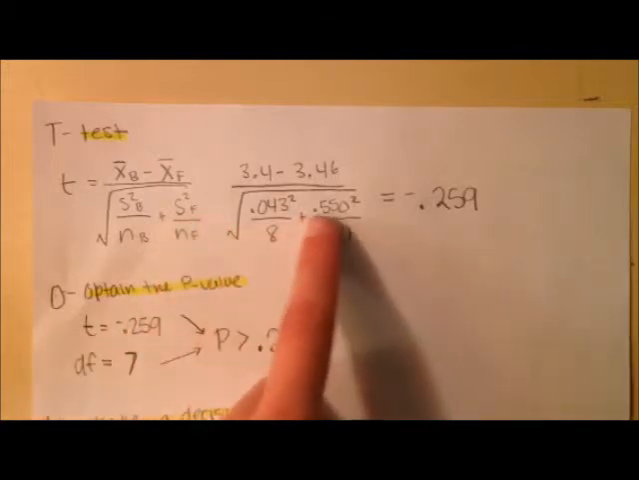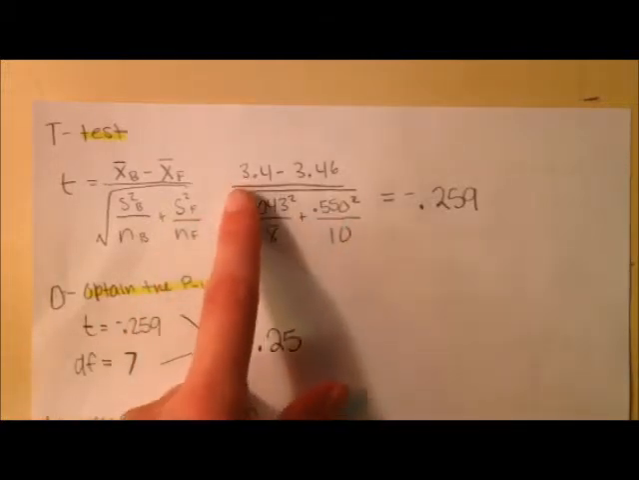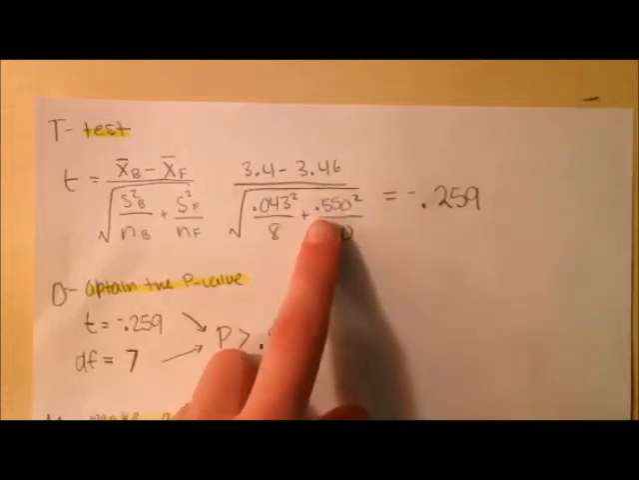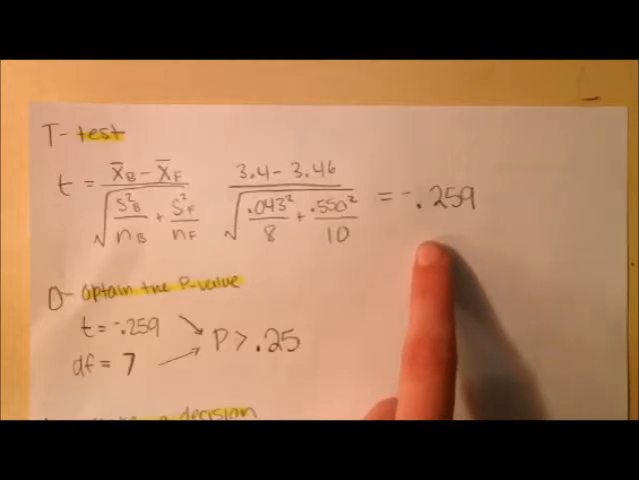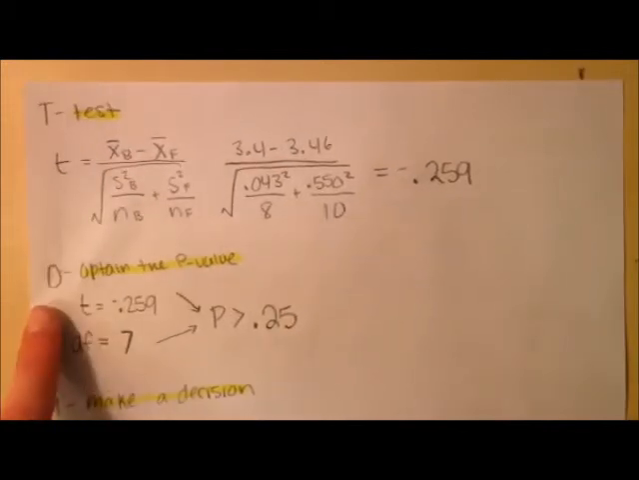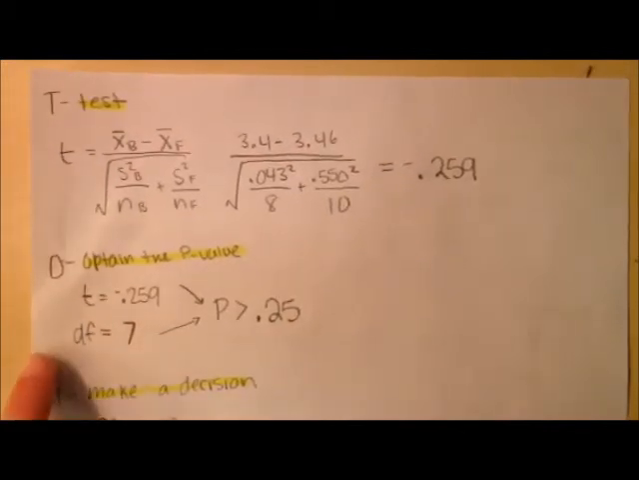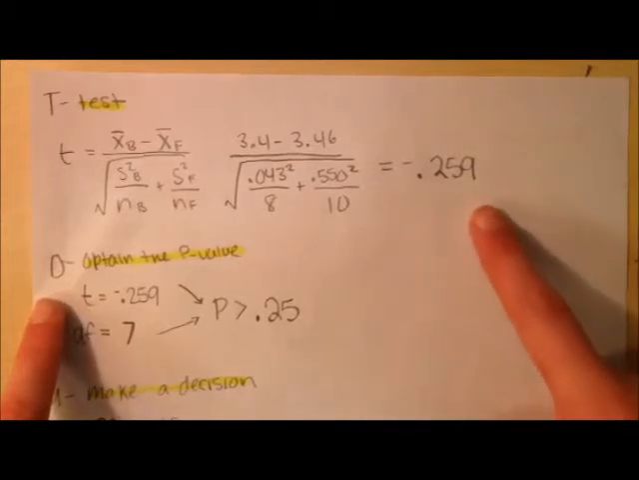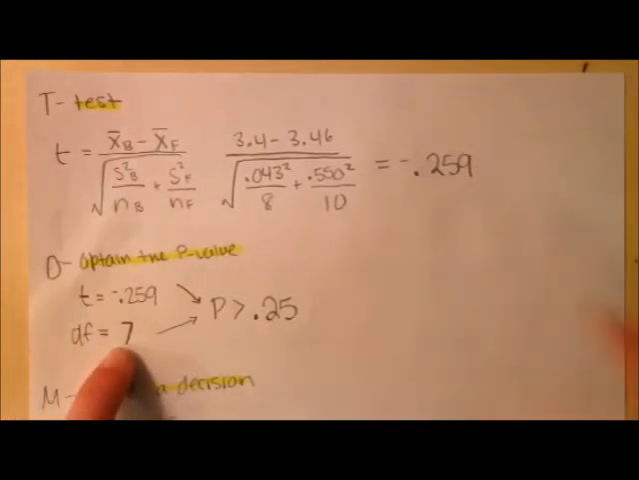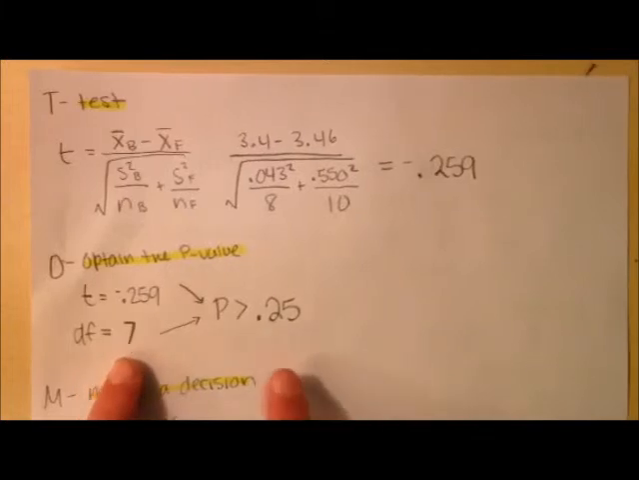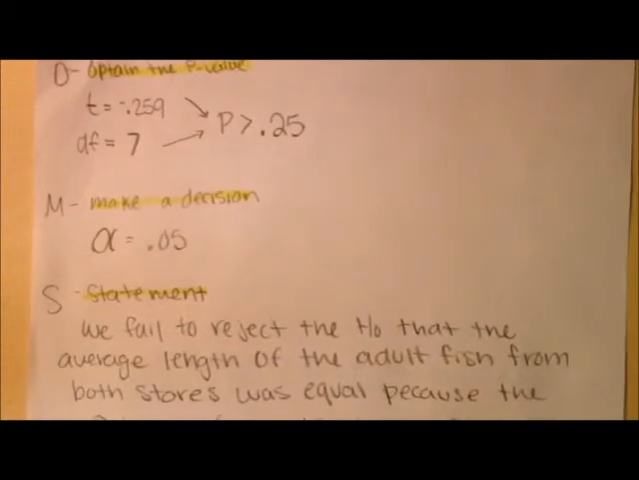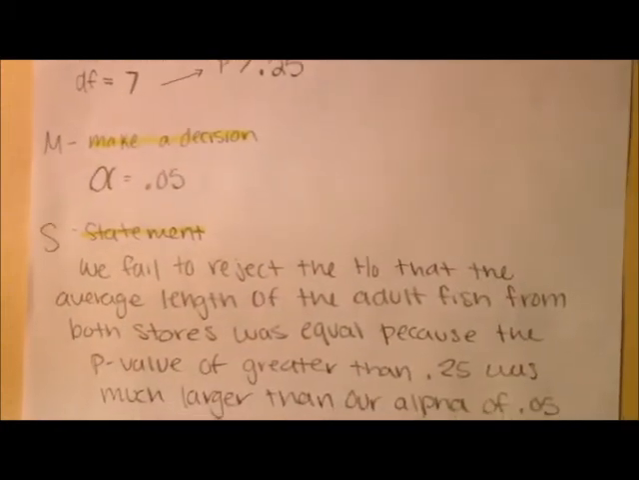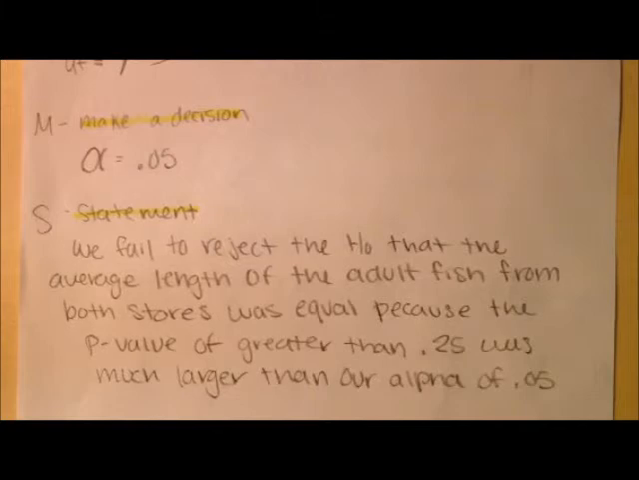And then if we plug all those numbers in, which you can get from the calculator by plugging it into list 1 and list 2 and doing 2-sample t stats, it gives you a t-value of negative 0.259, and from there you can obtain the p-value, or O, from the back of your textbook using the t you solve for and the degrees of freedom of 7. And if you do that, you get that your p-value is greater than 0.25. So from there you can make your decision about what your alpha value would be. I picked 0.05, and then you're ready to make your statement, or S.